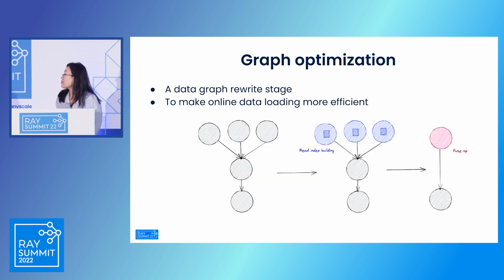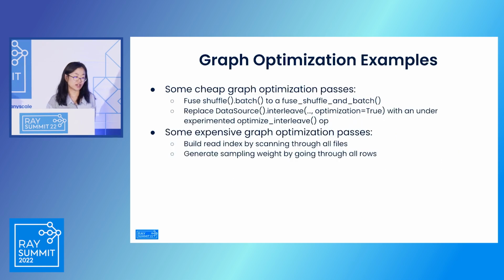So here's the graph optimization problem I just mentioned before. The purpose of that is to rewrite the graph so that our execution can be more efficient. There are usually multiple iterations of graph rewriting, so we can focus on some purpose for different iterations.